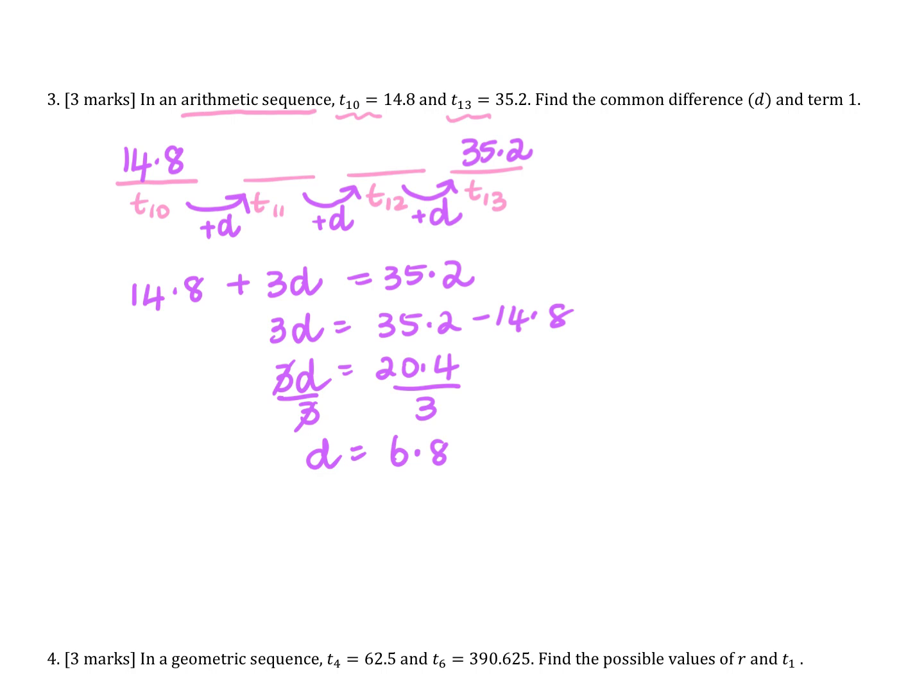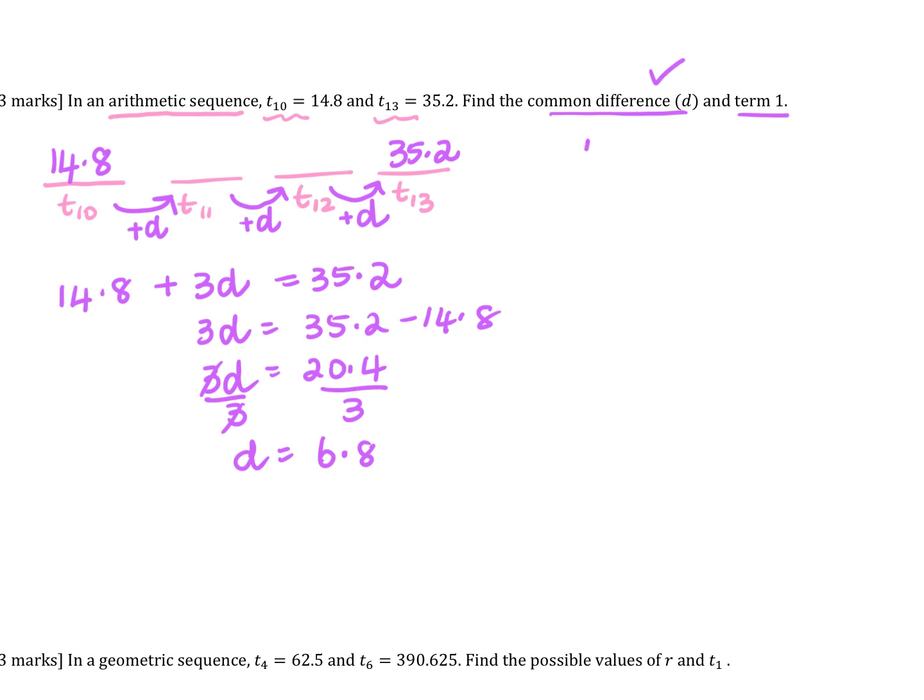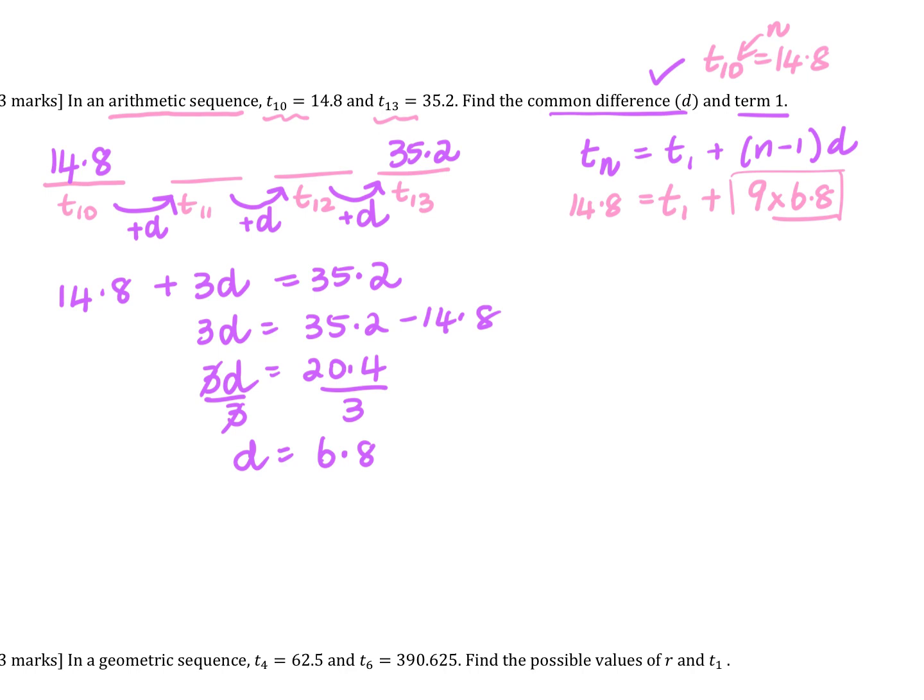Now, have I finished yet? No. What am I after? I'm after the common difference. Got that. And term 1. Well, I know that term n is equal to term 1 plus n minus 1 lots of the difference. Term 10 is 14.8. So we're looking here at term 10. It's 14.8. That there is going to be our n, isn't it? Is equal to term 1, which I don't know, plus n minus 1. 10 minus 1 is 9. Lots of the difference, which is 6.8. Work that bit out on my calculator. 61.2.